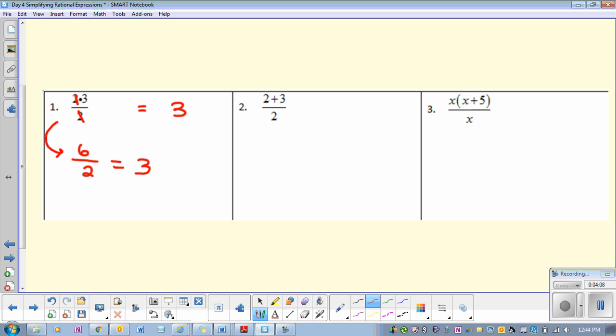Okay? So look at number 2. We have 2 plus 3 on top divided by 2. 5 halves. Can I cancel this? No. This is just 5 halves. Good. You can't cancel the 2's because they're connected by plus.